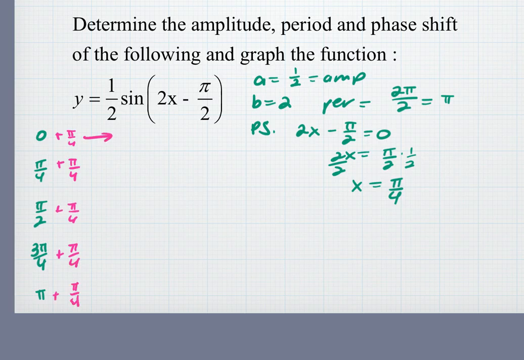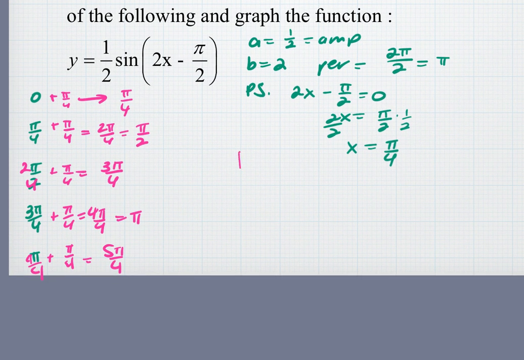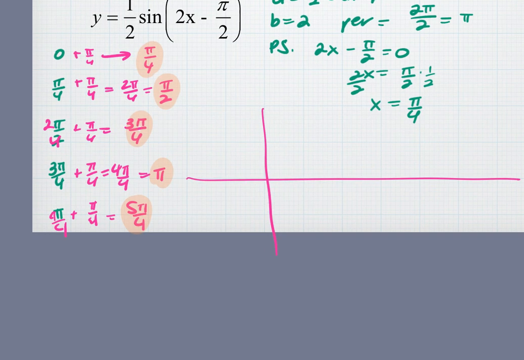So my first one becomes the phase shift. The second one would be 2 pi over 4, which is pi over 2. Then this becomes 3 pi over 4. This would be 4 pi over 4, which is pi. And this would be 4 pi over 4 plus pi over 4, so 5 pi over 4. Now everything's to the right of my y-axis. So I'm going to start at pi over 4, go to pi over 2, 3 pi over 4, pi, and 5 pi over 4.